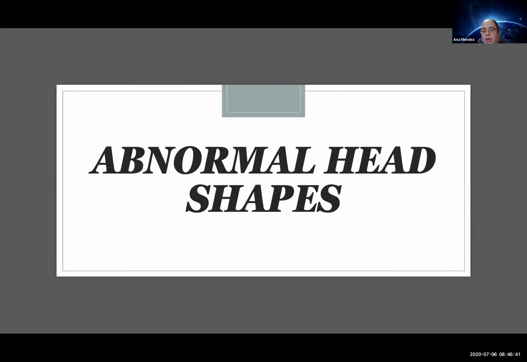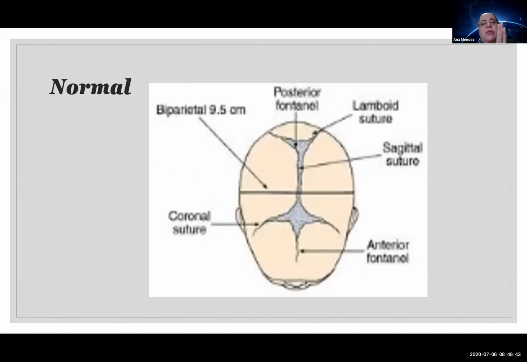Normal head shapes. So you should be familiar with the normal head of an infant. So you have your coronal suture, you have the anterior fontanelle, you have the sagittal suture, you have the lambdoid suture, and the posterior fontanelle. And these should not be closed when you feel the baby's head from birth to around 1 year of age. It's open here. This one closes earlier, and the sutures should not be overriding. If you have overriding sutures, then you have to look into it.